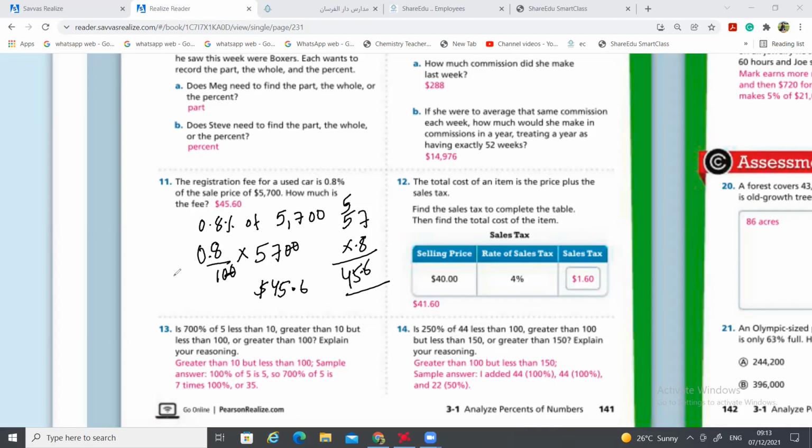Ghalia, see here, 0.8% of 5,700. I just put 0.8 as a percent, which means the same number over 100, right? Then I multiply with 5700. Do you have your calculators? Girls, term 2, I'm very strictly saying, I don't want any of you without a calculator. Did you get that? Simple calculators, okay? Finished, girls? Yeah, miss.